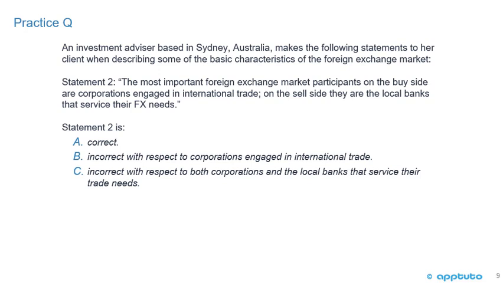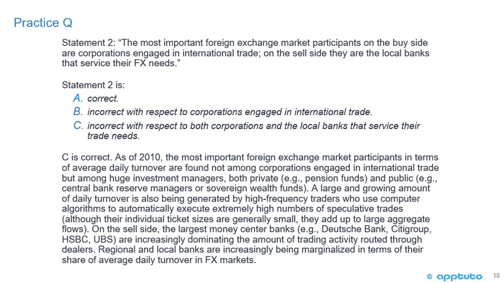So statement number 2 is: the most important foreign exchange market participants on the buy side are corporations engaged in international trade, and on the sell side, they are the local banks that service their FX needs. So statement 2 is A, correct, B, incorrect with respect to corporations engaged in international trade, or C, incorrect with respect to both corporations and the local banks that service their trade needs. Well, I think you'd be happy to see this question on the exam.